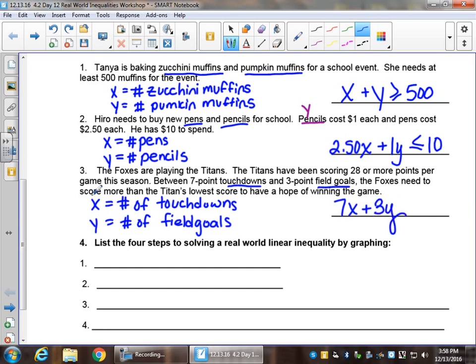And I know that they want to score more than the Titans. So when I reread this information, I know the Titans have been scoring 28 or more points. So they have to score more than 28. Notice I didn't put or equal to, because if the Titans score 28 and then the Foxes score 28, they tie. So at a minimum, the Foxes have to score at least 28 points. So to recap, a value times X plus a value times Y greater than or less than or equal to something, some inequality depending on the question, and the total goes right there.